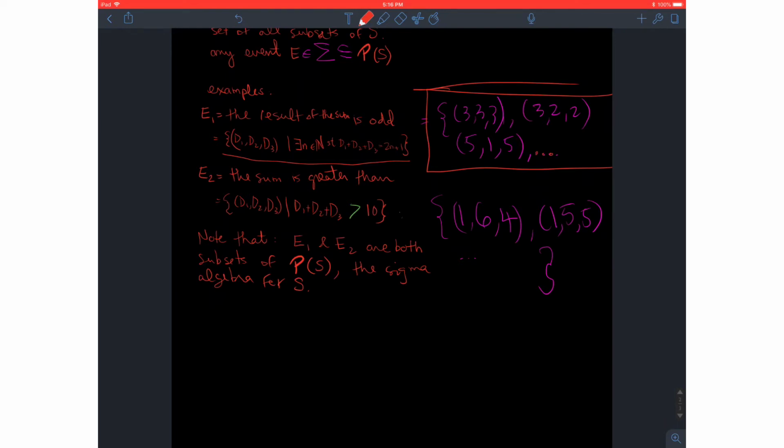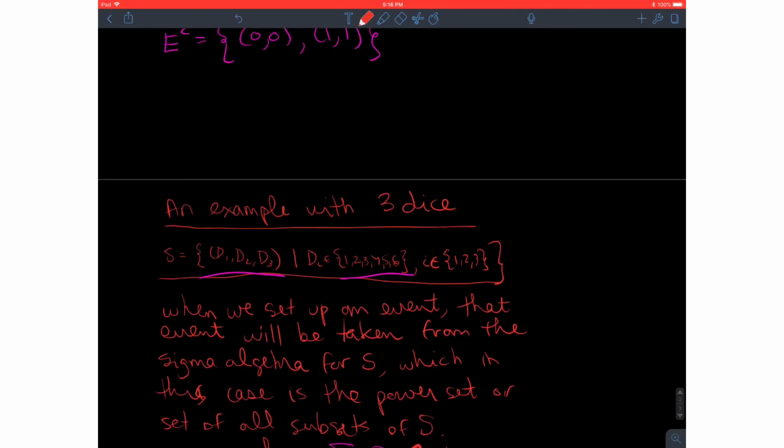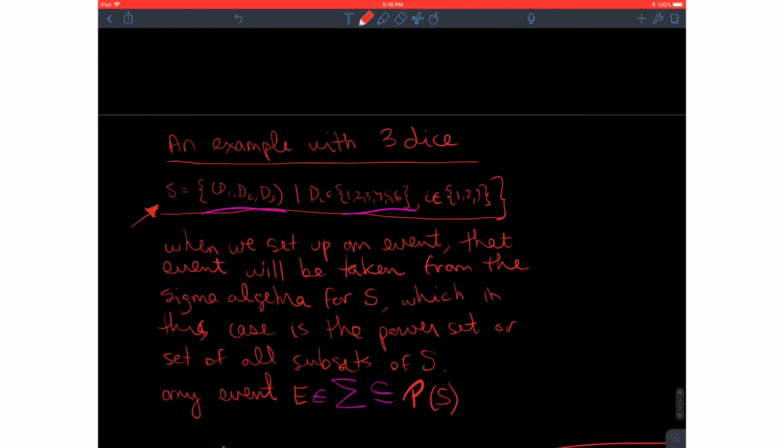In the second example, we have that the sum is greater than 10. So here we have all of the numbers where if you had a 1 and a 6, the next number would have to be at least a 4, or else the sum would be equal to 10, which is not greater than 10. Or if you had a 1 and a 5, then the third number would have to be a 5, and you could mix that up. But essentially, you would wind up listing every single one of these elements, and that would be a set which is contained in that sigma algebra, which is essentially the power set for S, S being the dice setup that we have here.